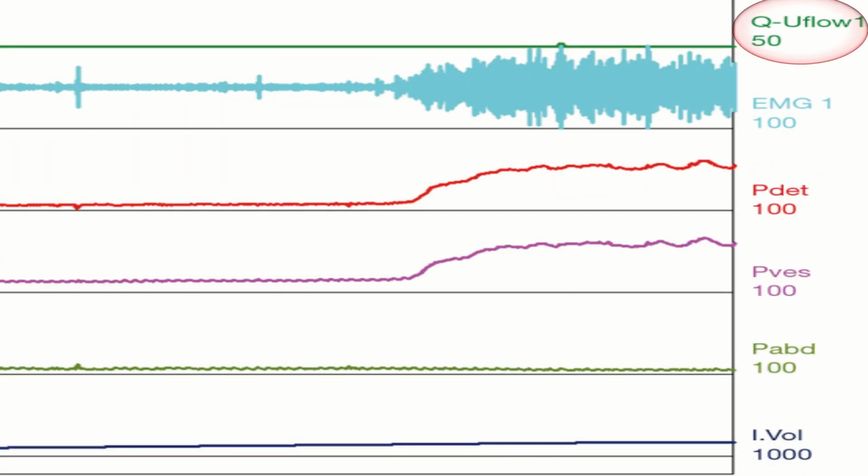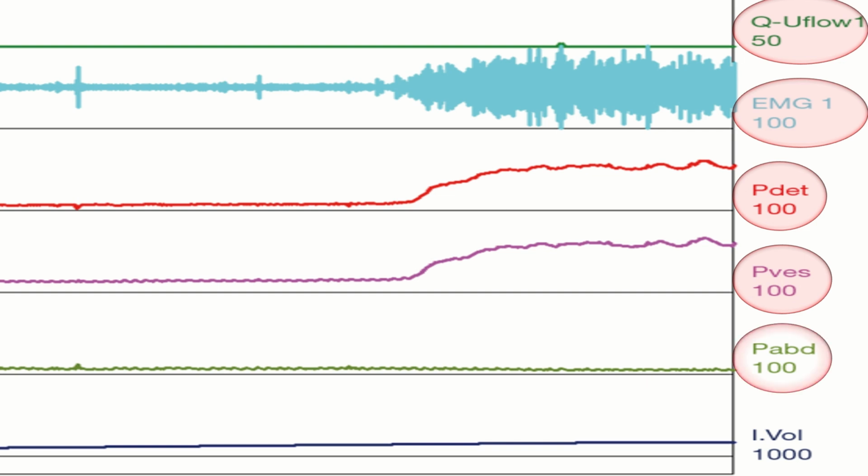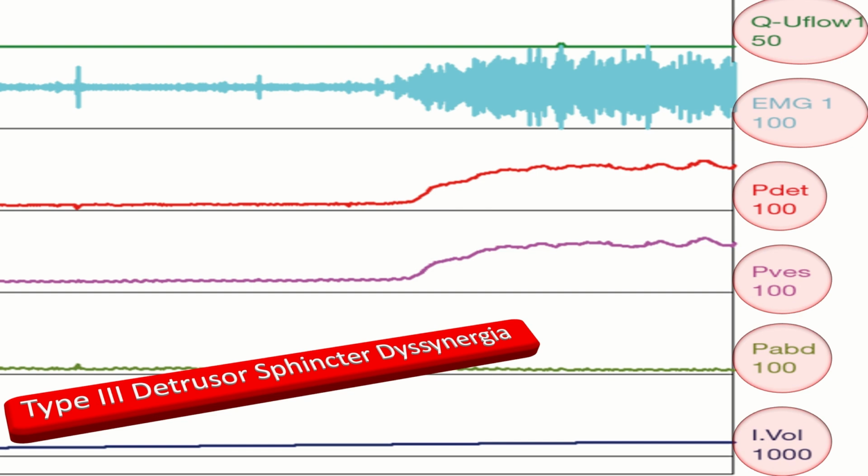Now look at this graph. Here the Q uroflow is almost a straight line. At the time of the void initiation, the EMG shows a crescendo, decrescendo firing pattern throughout the void. There is elevation of detrusor pressure and no appreciable voided volume. This happens in type 3 detrusor sphincter dyssynergia, in which there is sustained sphincter contraction that persists throughout the bladder contraction.